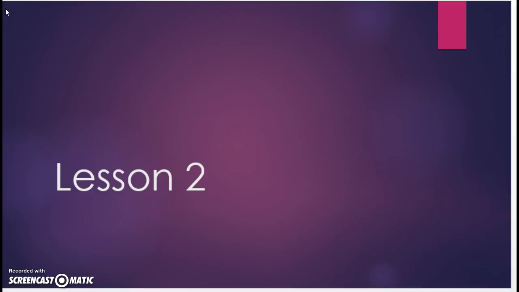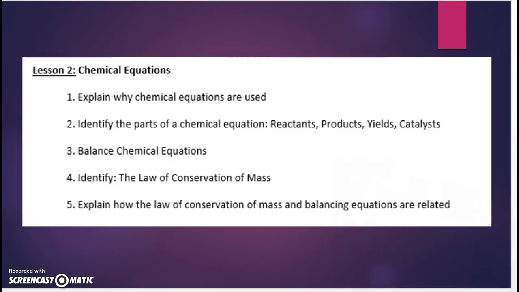So today we're going to be talking about lesson 2 of this third unit, and these are some of the main goals that you should be able to do by the end of this lesson. So we want to be able to explain why chemical equations are used, identifying the parts of the chemical equations such as the reactants, products, what yields mean and how you describe that, and any catalysts that we might need to use. We want to be able to balance them and identify the law of conservation of mass, also explain how the law of conservation of mass is related to balancing equations.